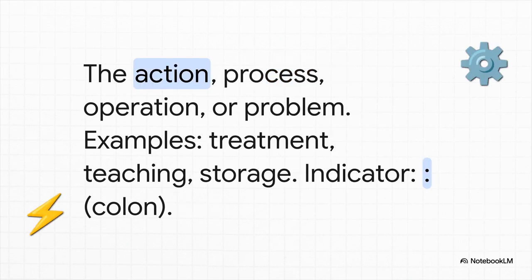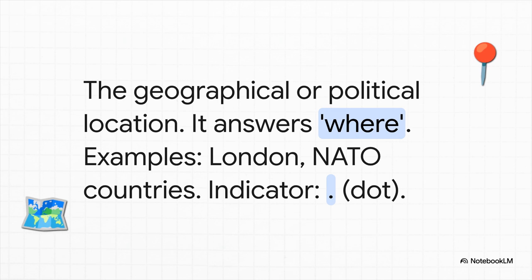Then we've got E for energy. This is the action. It's the process, the problem, the doing part of the subject. So in our treatment of diseases example, the action of treatment is the energy facet. It's often a verb that's been turned into a noun. Okay, now for the easy ones.